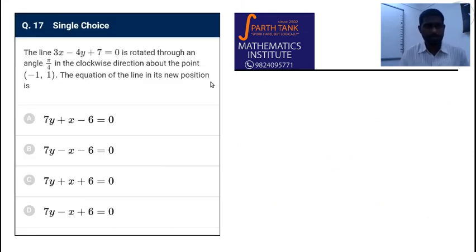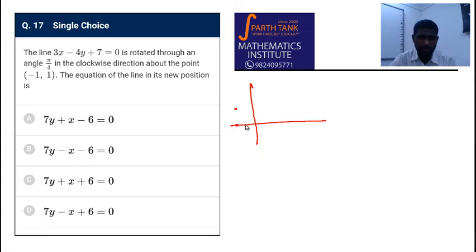Moving on to question number 17. The line 3x minus 4y plus 7 is 0 is rotated through an angle pi by 4 in the clockwise direction about the point minus 1 comma 1. So there is a line, and the point is minus 1 comma 1. So this line is passing through this, with 3 and minus 4. So let us say something like this. And this point is minus 1 comma 1.